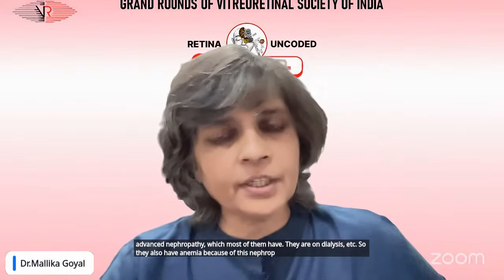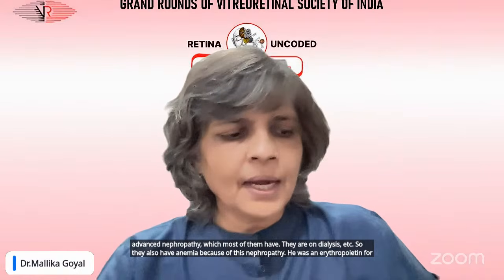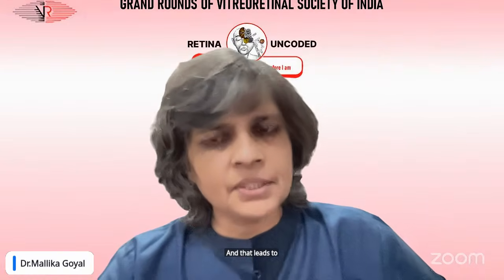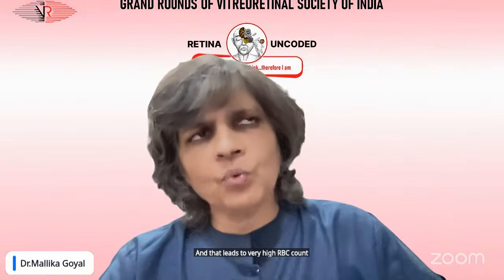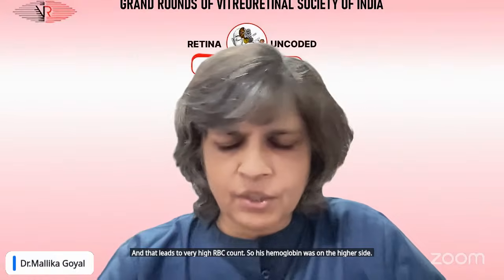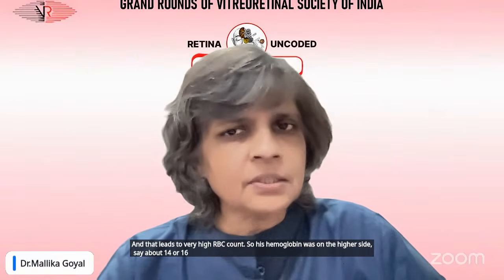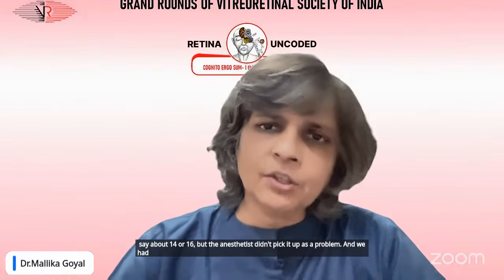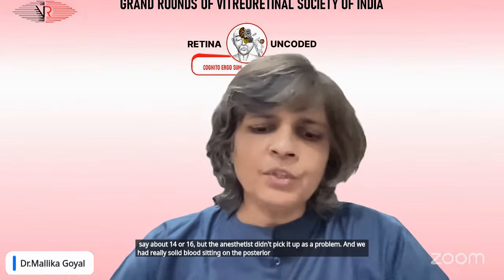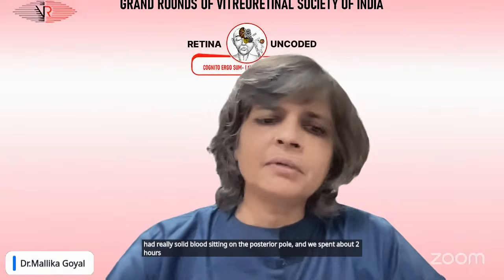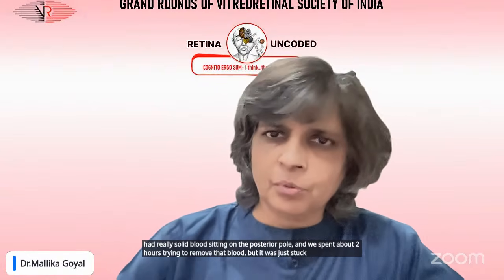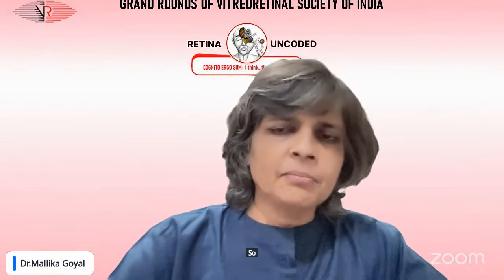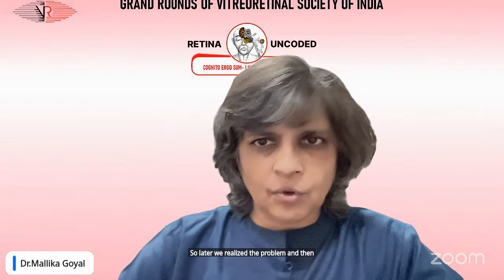they are on dialysis, etc. So they also have anemia because of this nephropathy. He was on erythropoietin for that, for the anemia, and that leads to a very high RBC count. So his hemoglobin was on the higher side, say about 14 or 16. But the anesthetist didn't pick it up as a problem, and we had really solid blood sitting on the posterior pole, and we spent about 2 hours trying to remove that blood, but it was just stuck like leather to the posterior pole. So later we realized the problem and then brought him back for surgery later on.